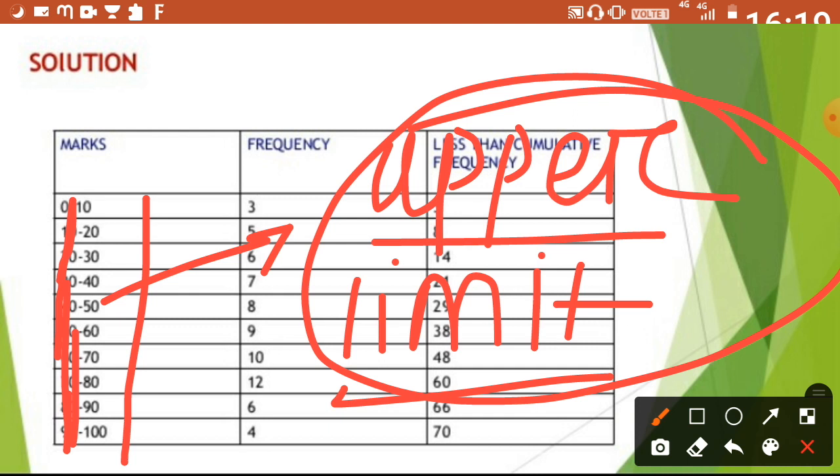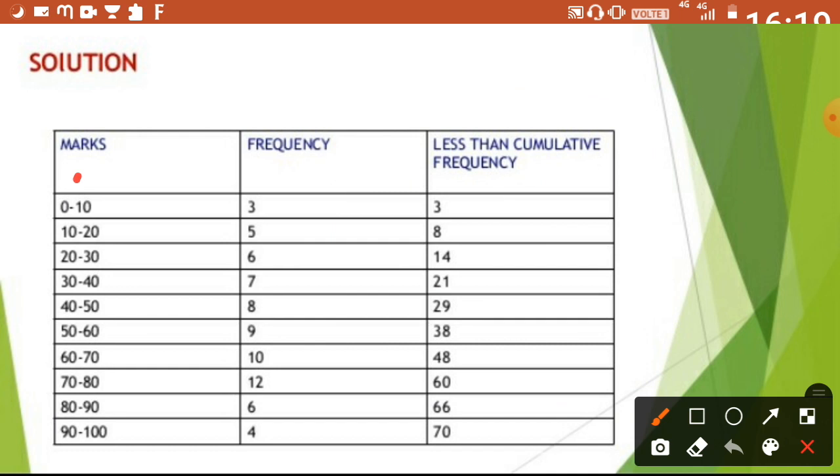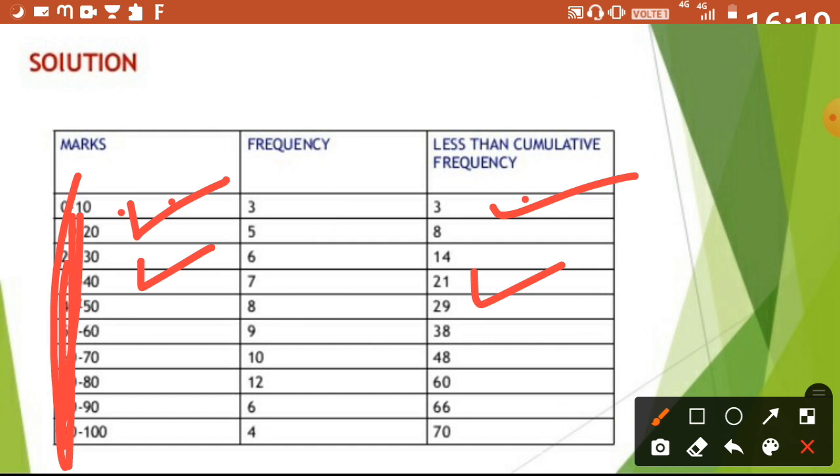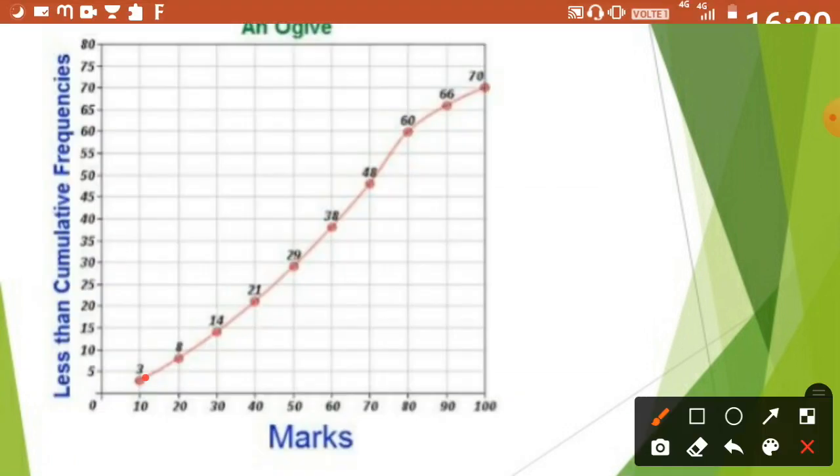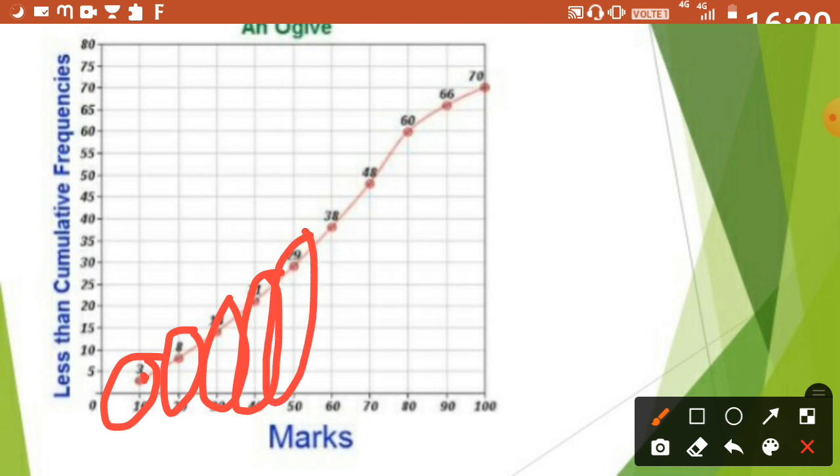So we have to plot the points. Remember, we have to plot the upper limit and the cumulative frequency. Upper limit, cumulative frequency. It means (10, 3), (20, 8), (30, 14) like this. So let's move to (10, 3). You can see how the point is plotted here. (10, 3), then (20, 8), (30, 14), then (40, 21), (50, 29), and so on.